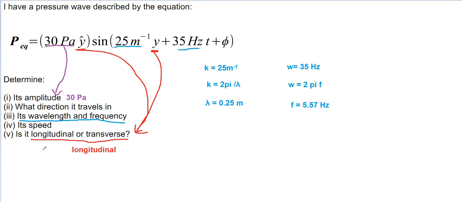Now, as for number 4, you need to find its speed. Now, there's several ways you can do speed. The easiest way, though, is to simply take the wavelength and multiply it by the frequency. You can also use the wave number and the angular frequency if you like. But if you just take these two and you multiply it together, you'll get about 1.39 meters per second. And those are the 4 main ones that you need to be able to find.